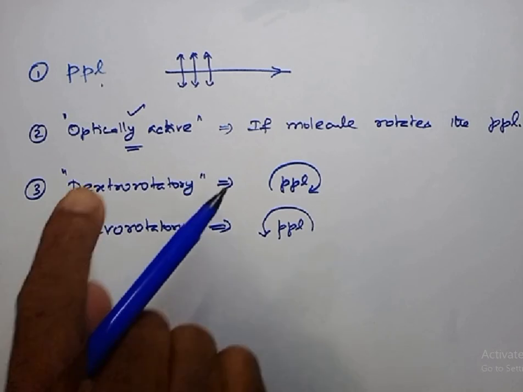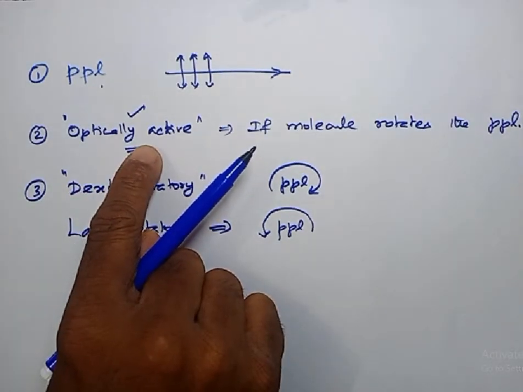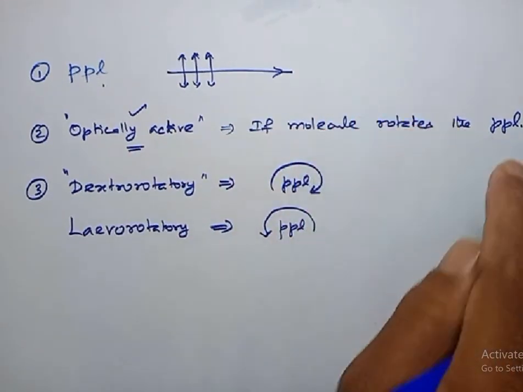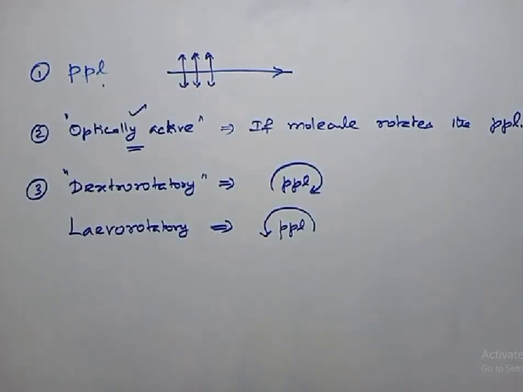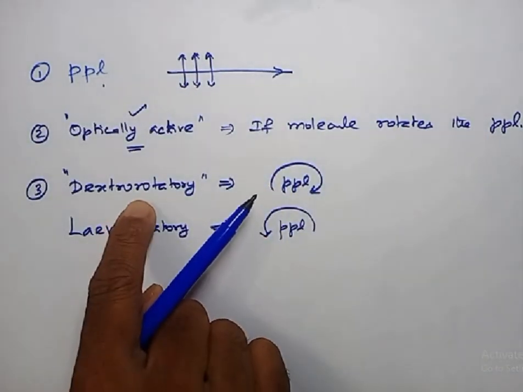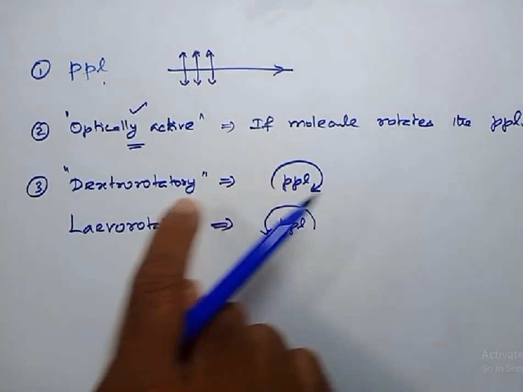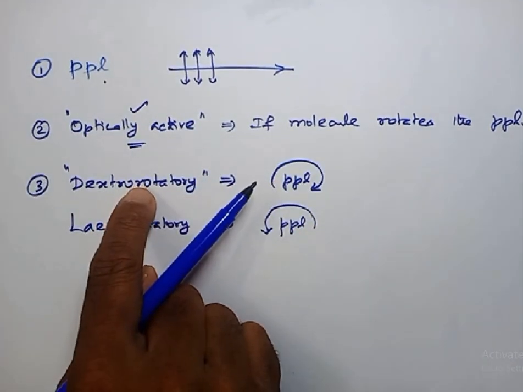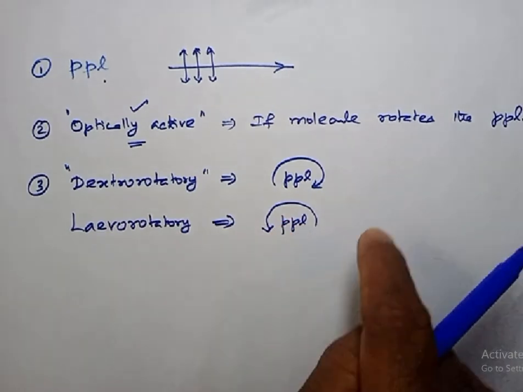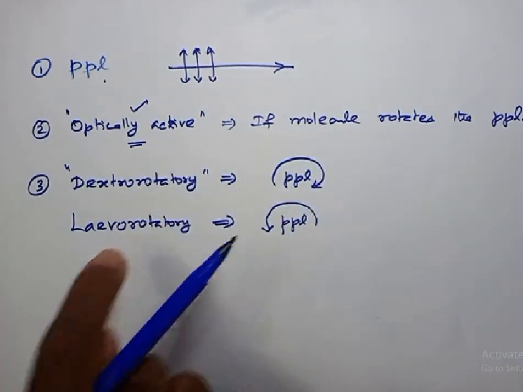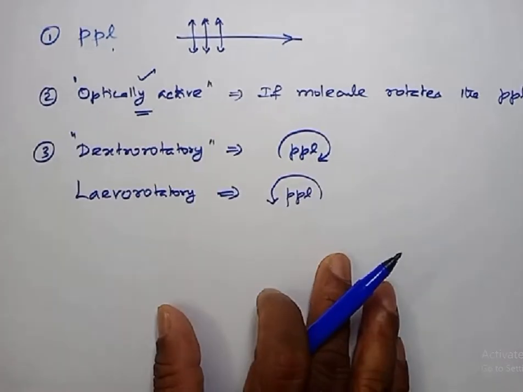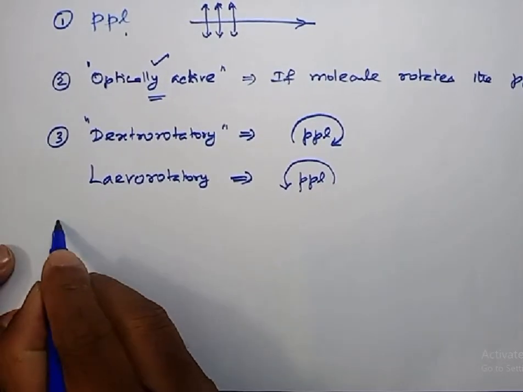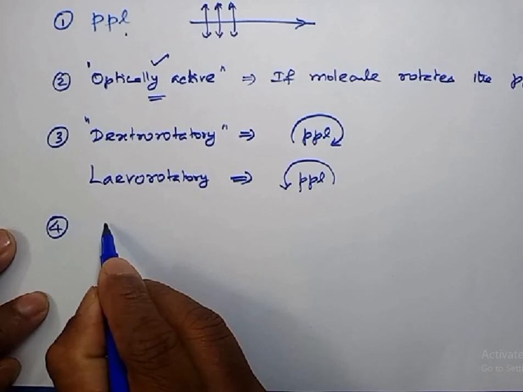Then what is meant by an optically active molecule? If a molecule rotates the plane polarized light, then we call the molecule optically active. If the molecule rotates the plane polarized light clockwise, we call it a dextrorotatory molecule. If it rotates the plane polarized light in the anti-clockwise direction, it is called a levorotatory molecule. Then the next important point is the chiral molecule.